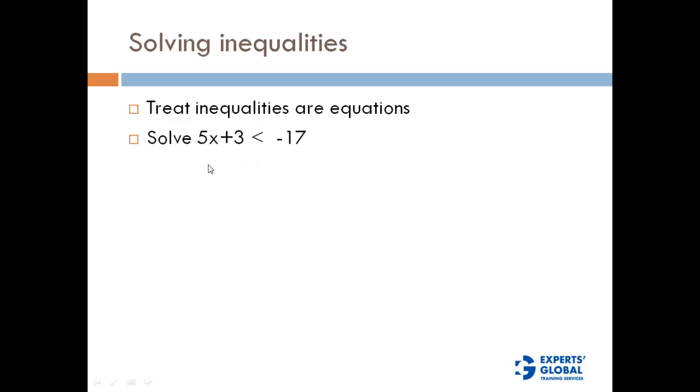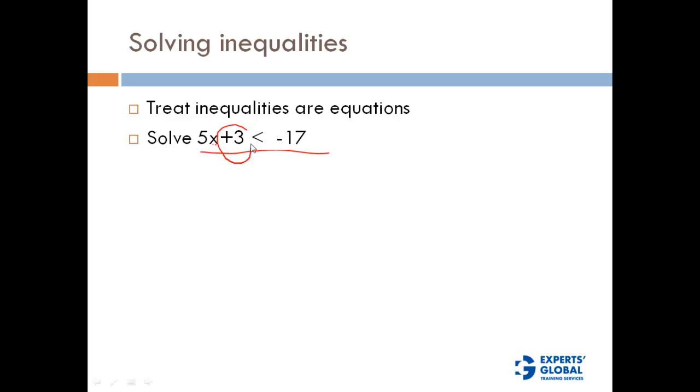So let's say we are looking at this inequality, 5x plus 3 less than minus 17, and we want to find out the value of x. Remember, we will not be able to find a single value, because this is an inequality. So the x we are talking about will be a region, it will not be a value. So we are trying to find out the range of values of x for which the inequality holds true. So again we treat it like an equation.